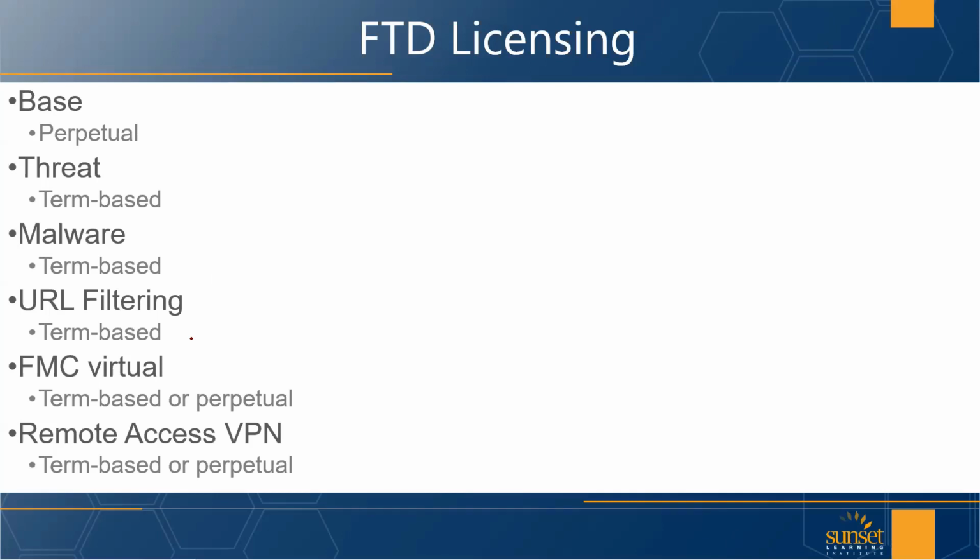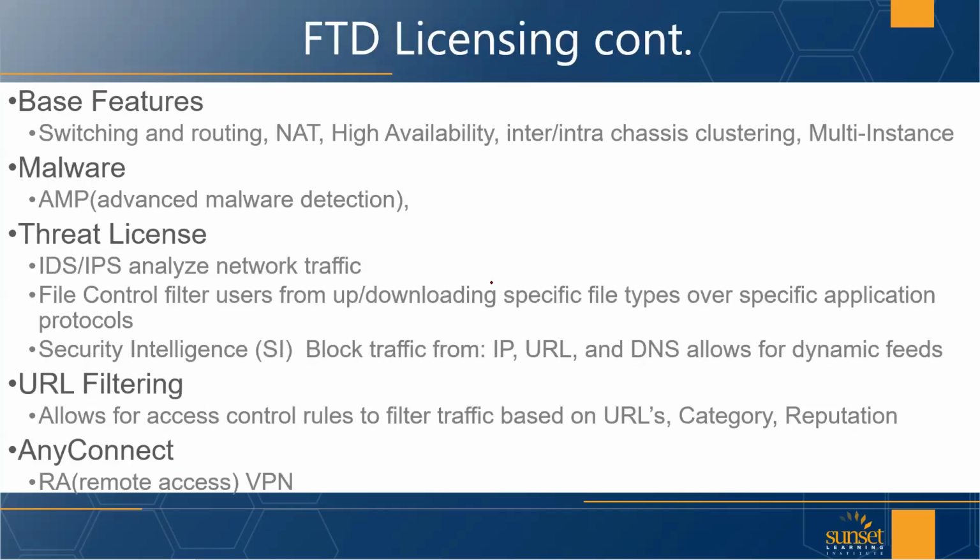So we have some different licensing here. We have our base licensing, which is perpetual, threat, malware, URL filtering, FMC virtual licensing, and remote access VPN. Base FTD licensing base features allow for switching and routing, NAT, high availability, inter and intra chassis clustering, and multi-instance. The malware is AMP for advanced malware protection.